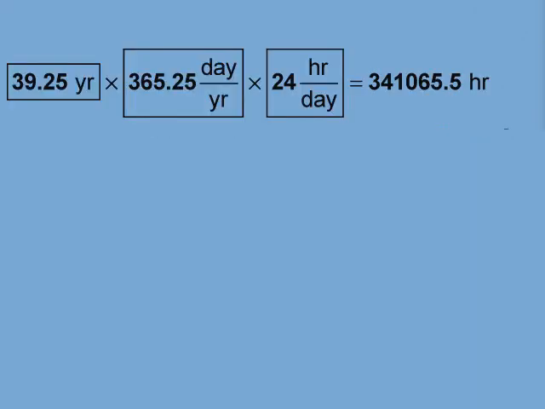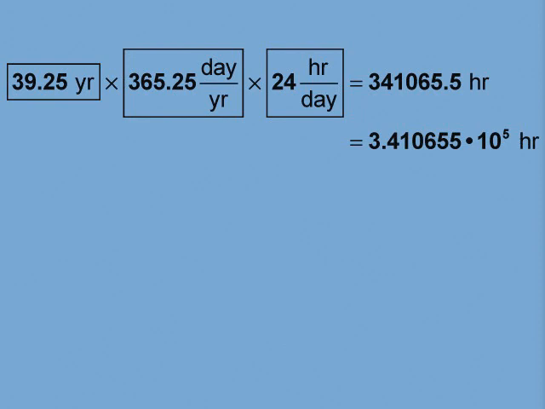We need to convert years to days and days to hours as shown by these conversion rates. We get a result of 341,065.5 hours. Since the distance term is written in scientific notation, we can do the same for the hours. We write 3.410655 times 10 to the 5th hours.